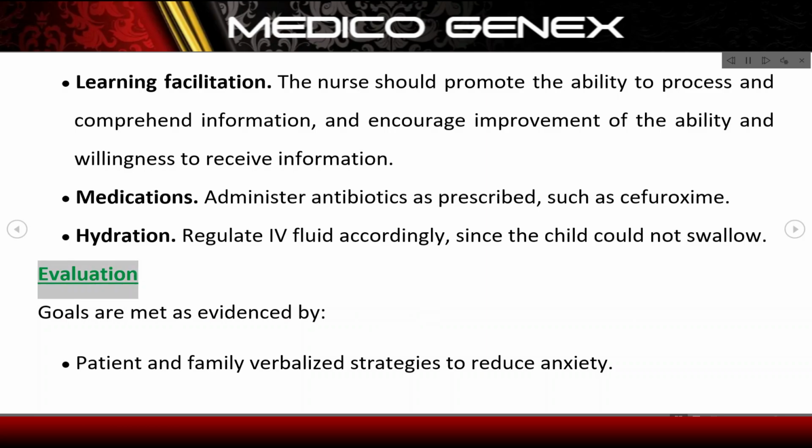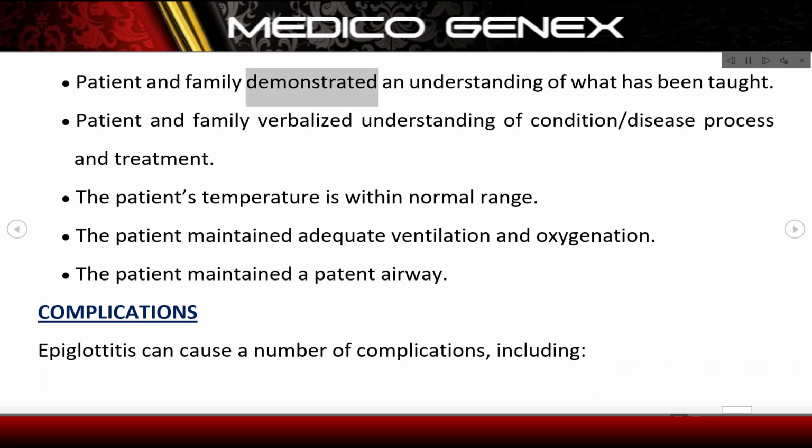Evaluation. Goals are met as evidenced by patient and family verbalized strategies to reduce anxiety. Patient and family demonstrated an understanding of what has been taught. Patient and family verbalized understanding of condition, disease process and treatment. The patient's temperature is within normal range. The patient maintained adequate ventilation and oxygenation. The patient maintained a patent airway.